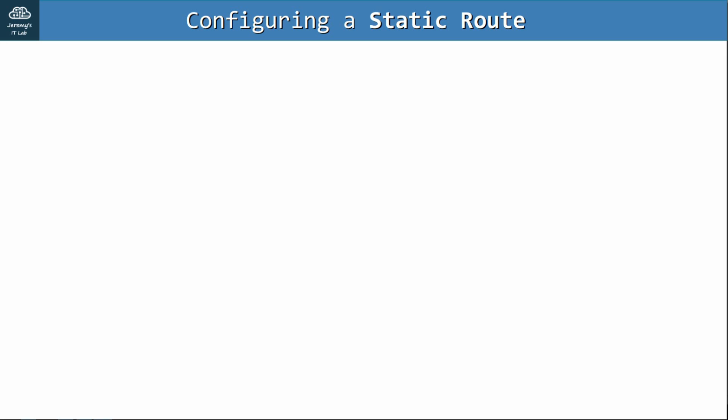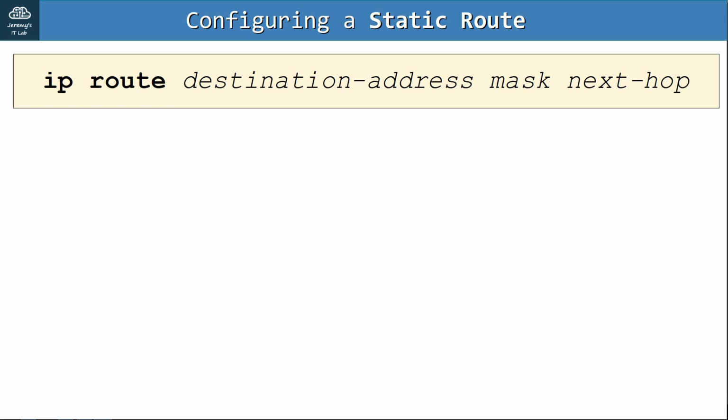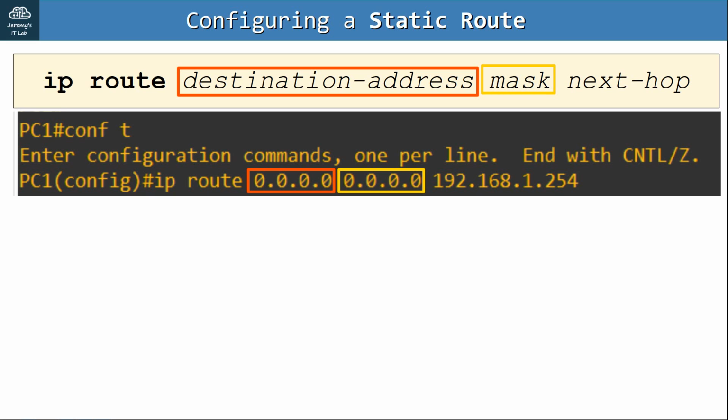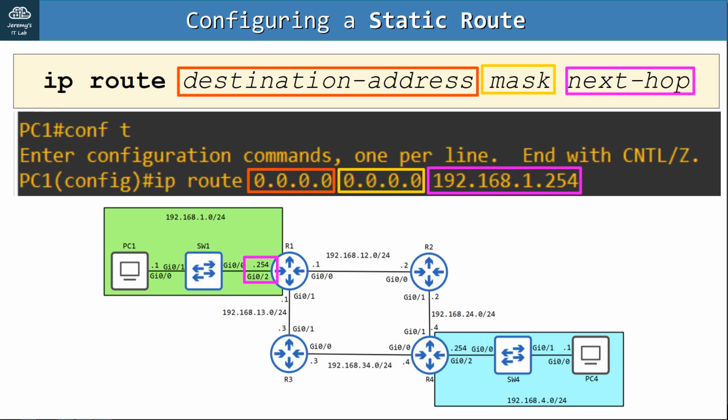Here's the command to configure a static route. It's ip route, followed by the destination address, the mask for the destination address, and then the next hop IP address. So here, I use the configure terminal command to enter global config mode, and then use the ip route command to configure PC1's default route to R1. Here is the destination address, here is the mask, and here is the next hop IP address, which is R1's.